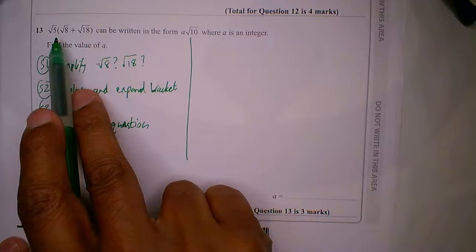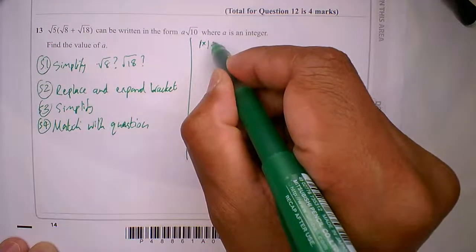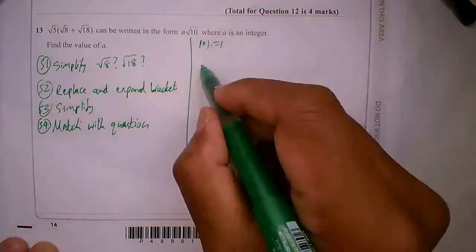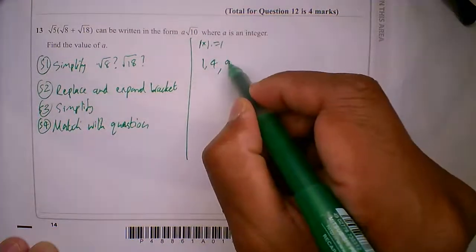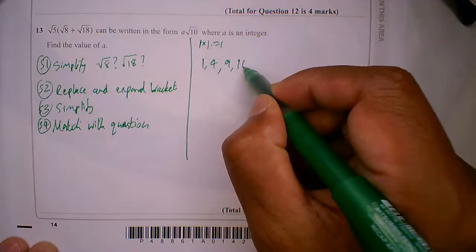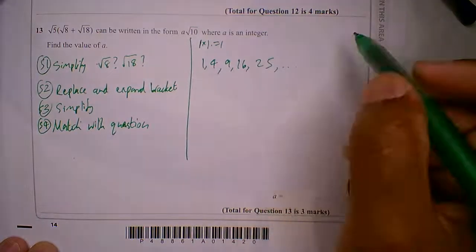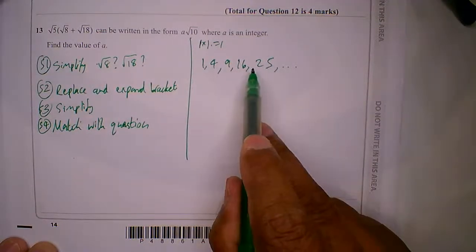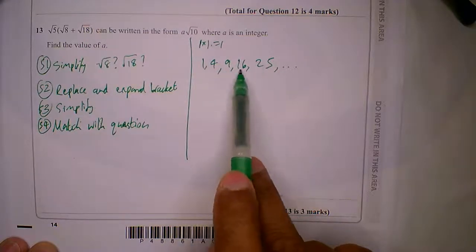So how do I simplify surds? I need to remember my square numbers. So 1 times 1 equals 1. 2 times 2 equals 4. 3 times 3 equals 9. 4 times 4 equals 16. 5 times 5 equals 25. So those are the numbers that I've got. I don't need to go any more because 18 is the largest one here, so I'm going to stop here.